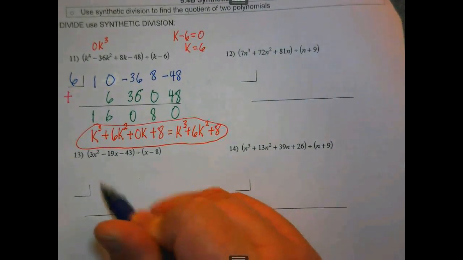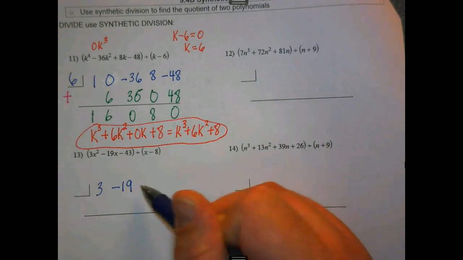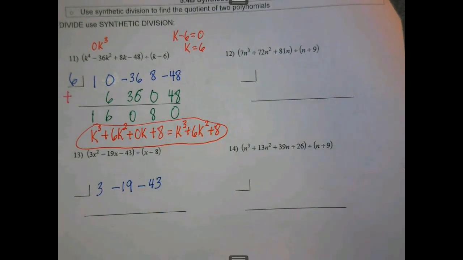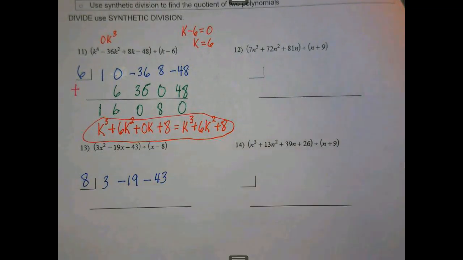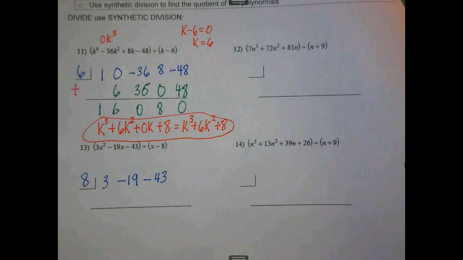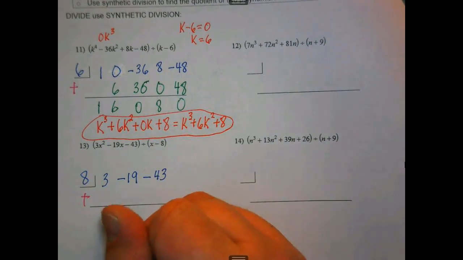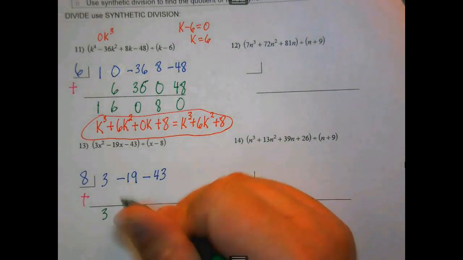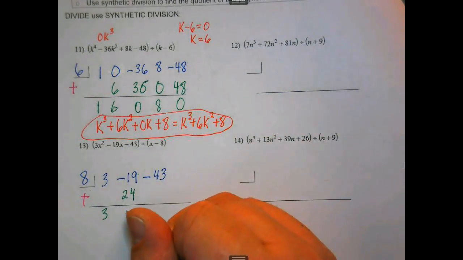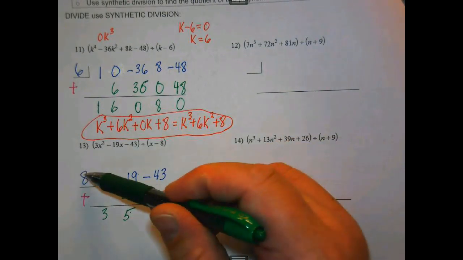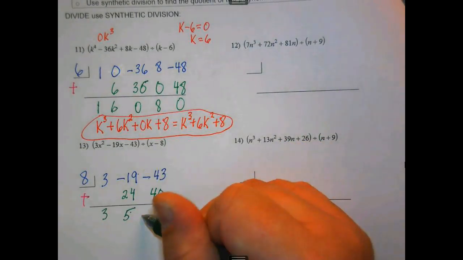My coefficients of the polynomial: I have a 3x squared minus 19x to the first minus 43. The divisor is x minus 8, so my zero is going to be positive 8. Bring down the 3. 3 times 8 is 24. Negative 19 plus 24, positive 5. 5 times 8 is a positive 40. Negative 43 plus 40, negative 3.